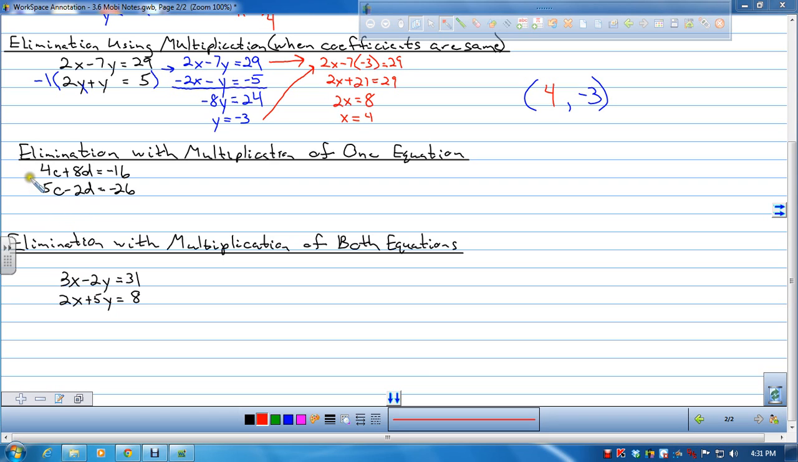Okay, so what I'm going to want to do is multiply this by 4 because I want to make this into a negative 8. So I didn't do anything to the top one. Plus 8d equals negative 16.